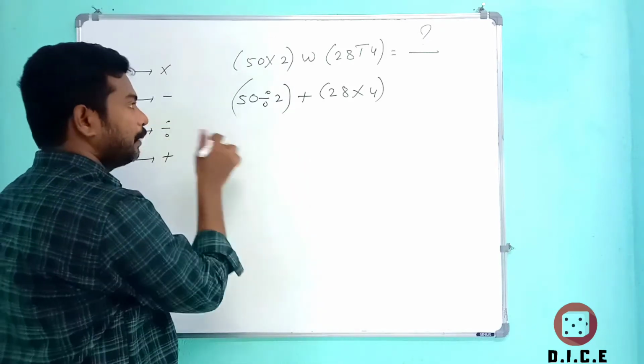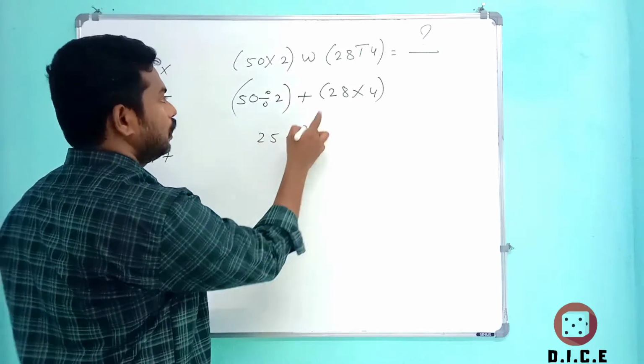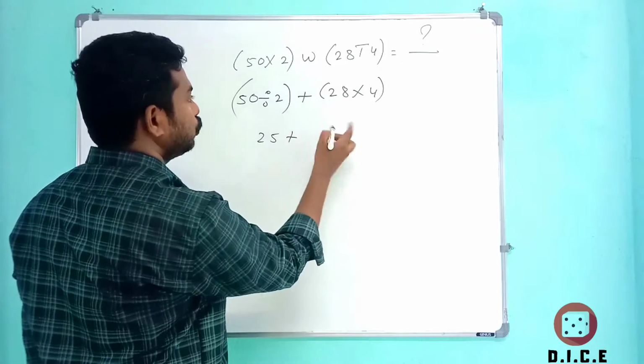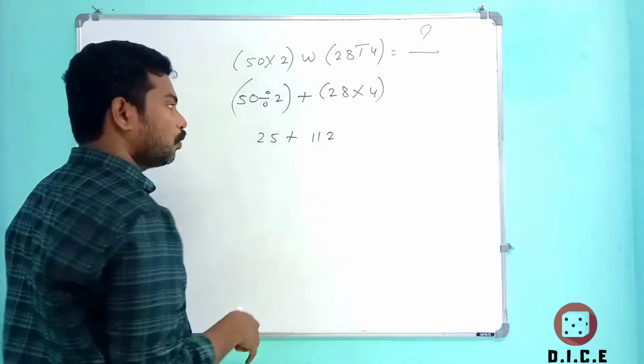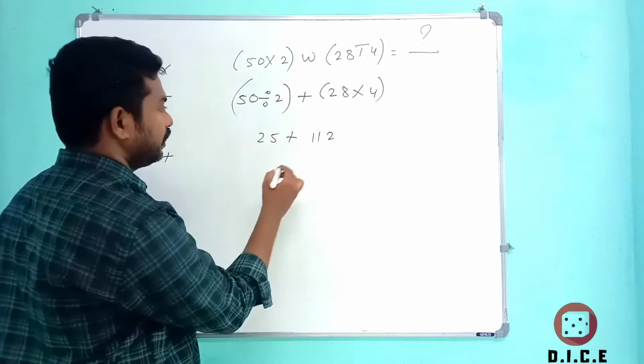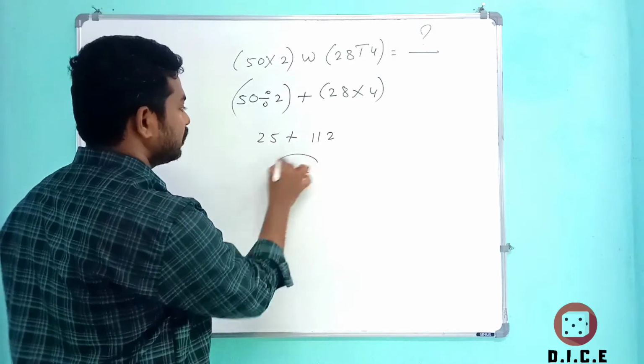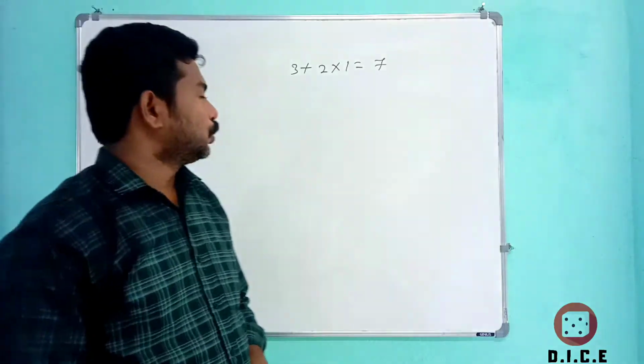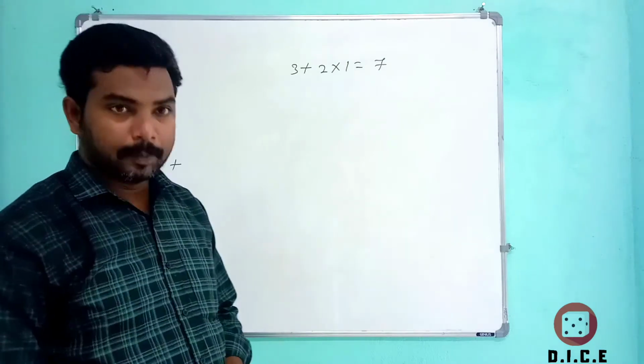So both of these are in brackets. Division, 50 by 2 is nothing but 25 plus. And 28 into 4: 4 8s are 32, 3 carry, 4 2s are 8, that is nothing but 112. That is 112 plus 25, which is nothing but 137, your final answer. So this is model number 2 in mathematical operations.